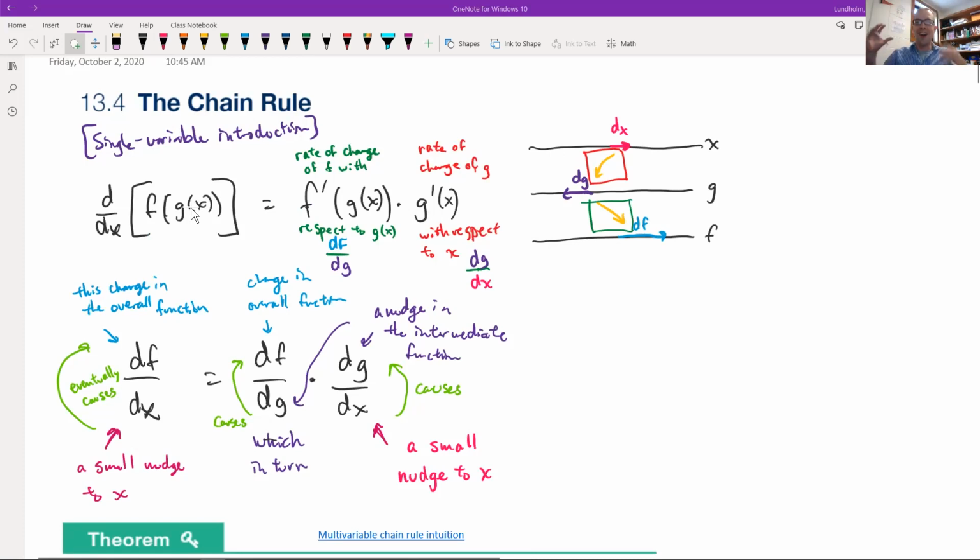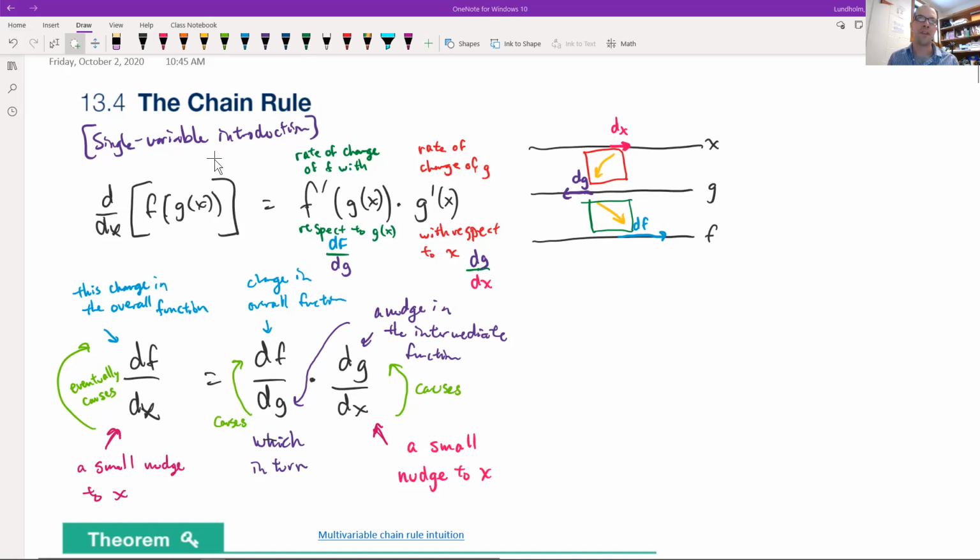For the chain rule, we have a composition of functions. In the single variable case, we have two single variable functions, where f is the big function on the outside, g is the intermediate function on the inside, and your independent variable is x. And remember, when you're taking the derivative of this whole composition with respect to x, you take the derivative of the outside function with the intermediate function still hanging out inside, multiplied times the derivative of the inside function.